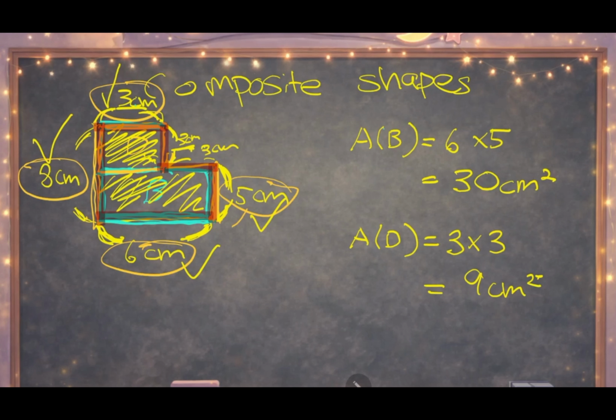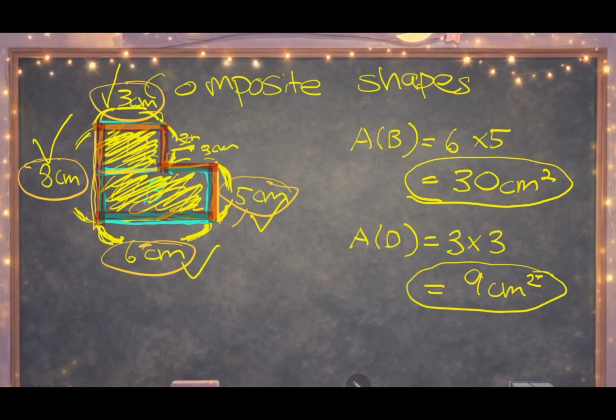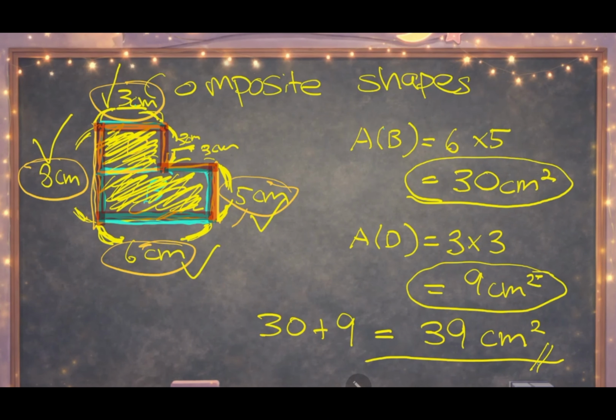We add the area of rectangle B with the area of square D, which equals 39 centimeters squared. So the area of the composite shape is 39 centimeters squared.